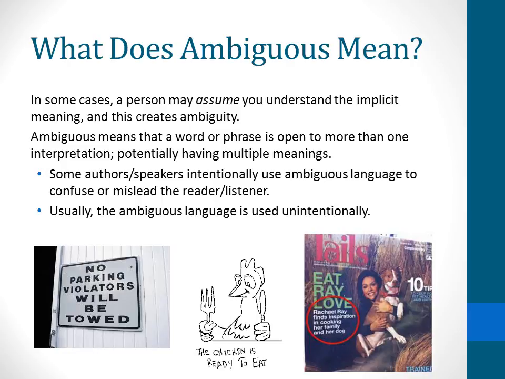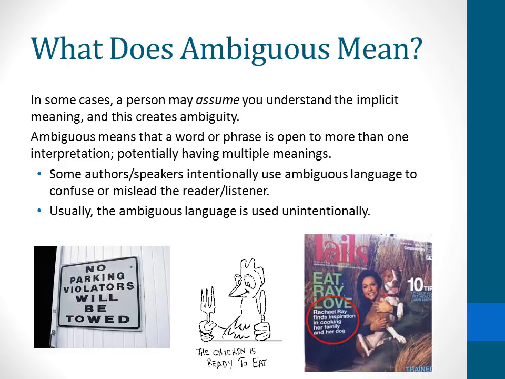And here we have 3 examples. On the left, no parking violators will be towed. Woohoo! That means you're not going to get towed. Yeah, but we all kind of know in our little hearts, despite what the sign says, that we will get towed. In the center picture, we have a chicken who is ready to eat, meaning he's got his knife and fork and he's waiting for his chicken parm to be put down in front of him.